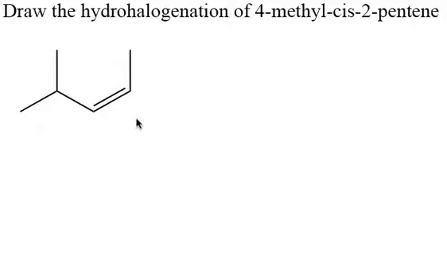In this reaction, I'm going to draw the hydrohalogenation of 4-methyl cis-2-pentene. Now, first of all, I want to make sure that everybody knows what hydrohalogenation is. That's the addition of HCl or HBr. So in this case, I'm going to add HCl. So we're going to add HCl to 4-methyl cis-2-pentene.